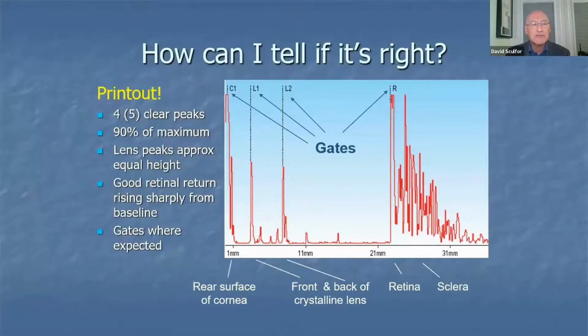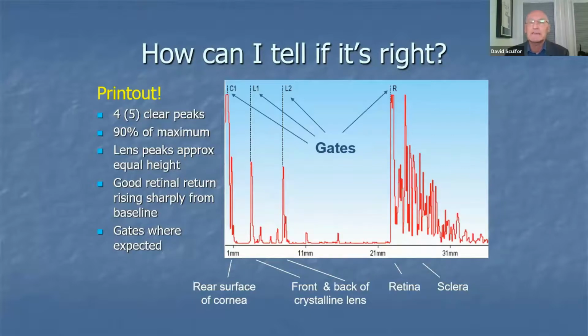This is what your scan should look like. This is printed out and put up in biometry rooms across the country. If you're looking for some clear peaks, you want the lens peaks sloping slightly from front to back. That suggests that you're along the optical axis, but probably the key thing you need is the cursor that's marked R, which is the return from the retina.